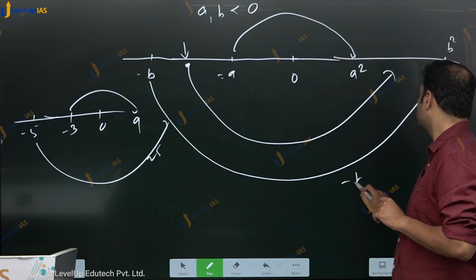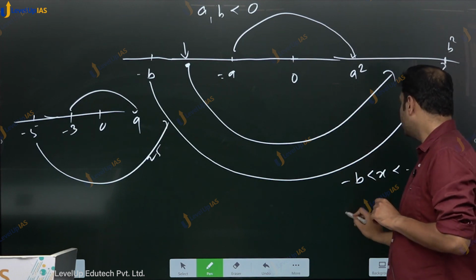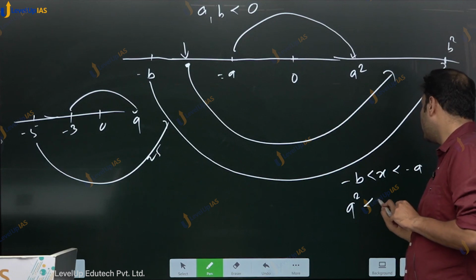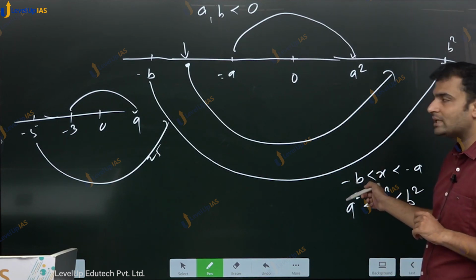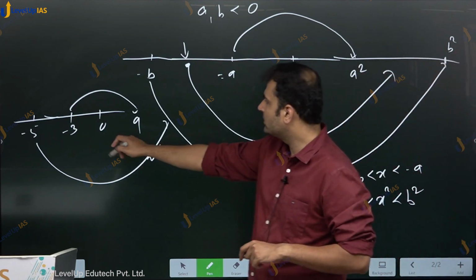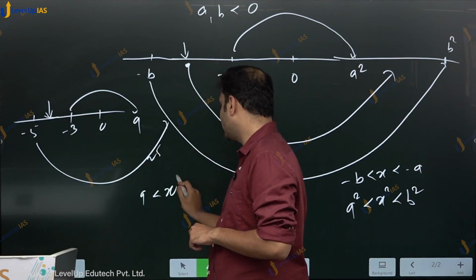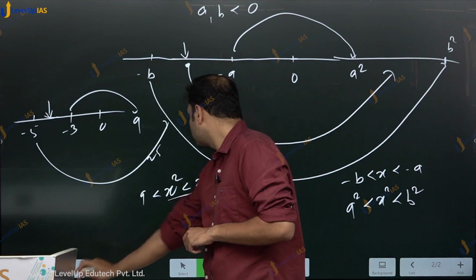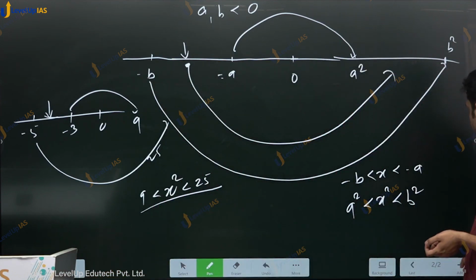So we have -b less than x less than -a, then we have a square less than x square less than b square, which are their squares, that would be between a square and b square. Okay, so when we square these numbers we'll have 9 less than x square less than 25. That is case number 2.